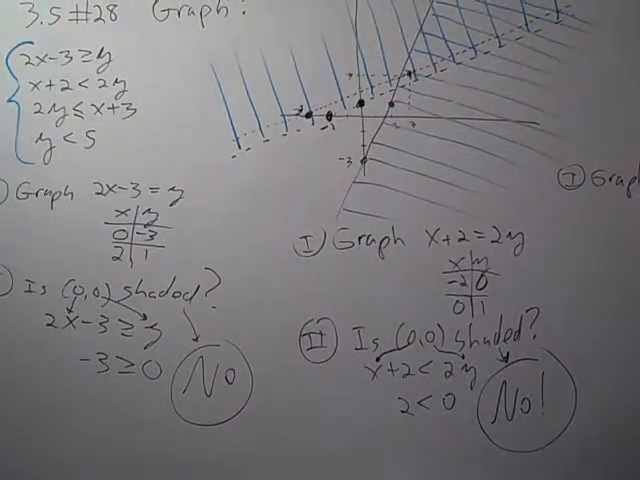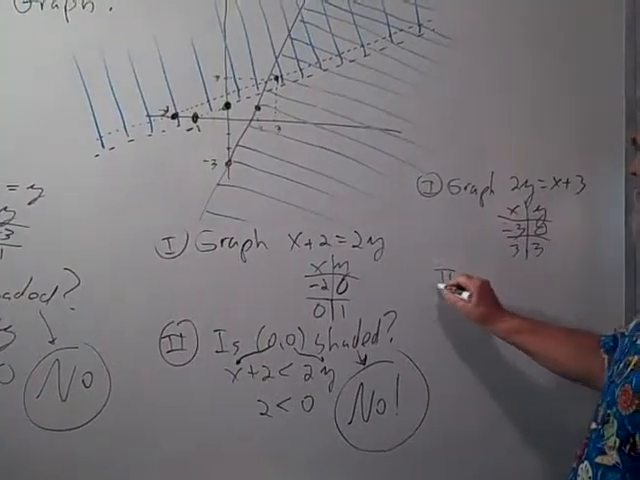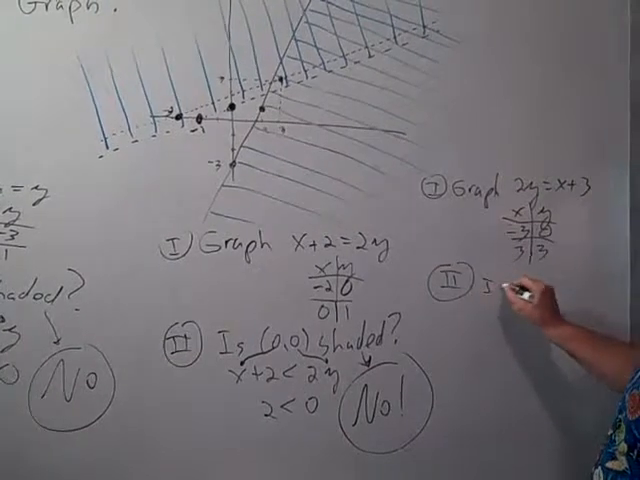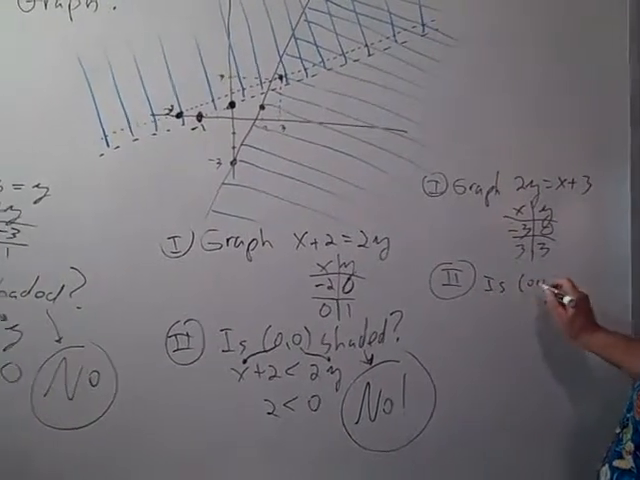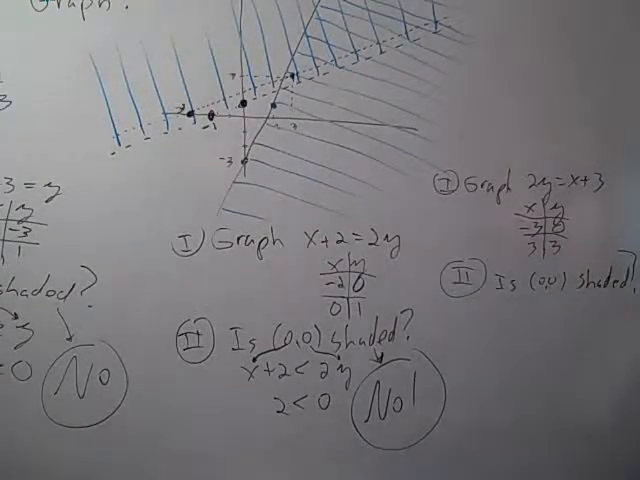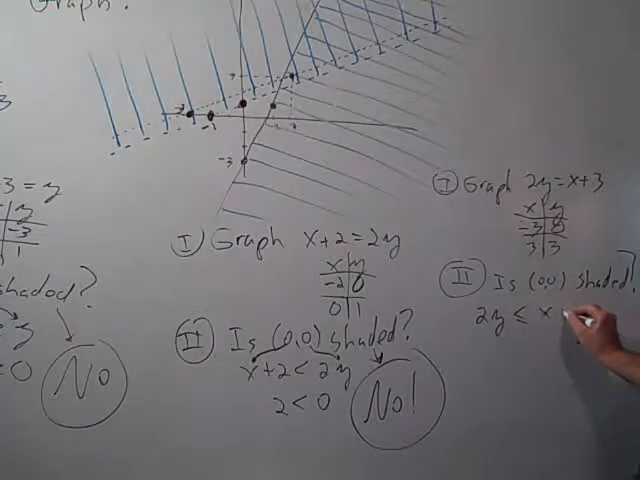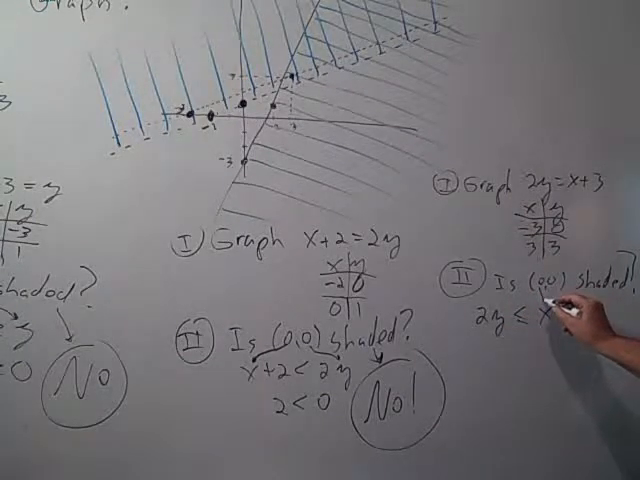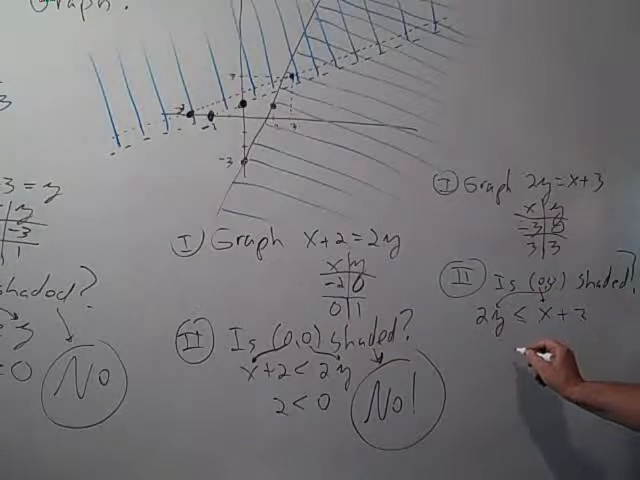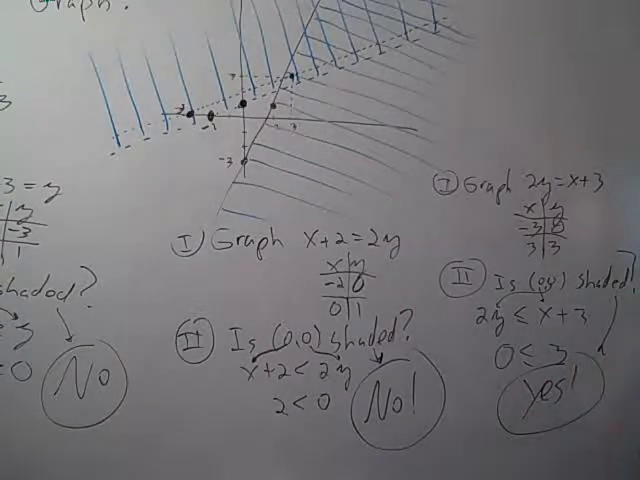Okay, in any case, now we need to decide for this line we just drew in, which side of it to shade. So we ask, is the origin shaded? And we plug it into the original inequality, 2y less than or equal to x plus 3. Plug in x equals 0 and y equals 0. It becomes 0 is less than or equal to 3, which is true. So the answer to this is yes. This time the origin is on the shaded side of our line.